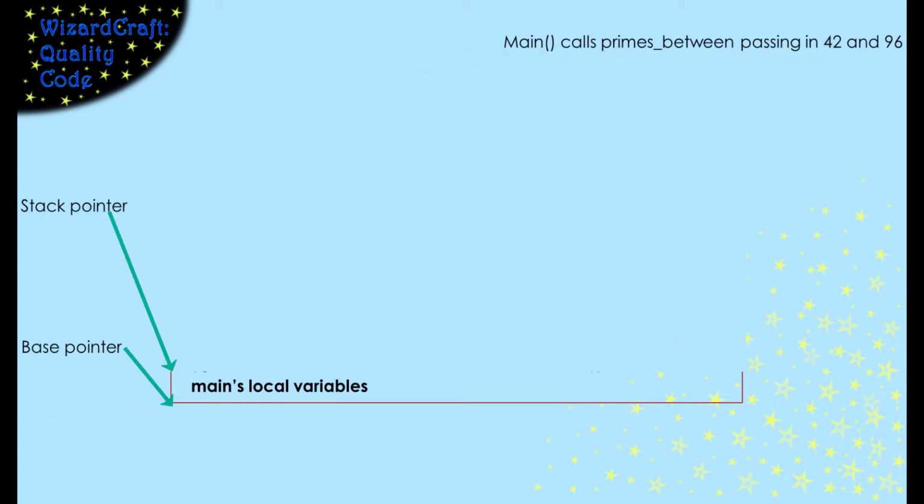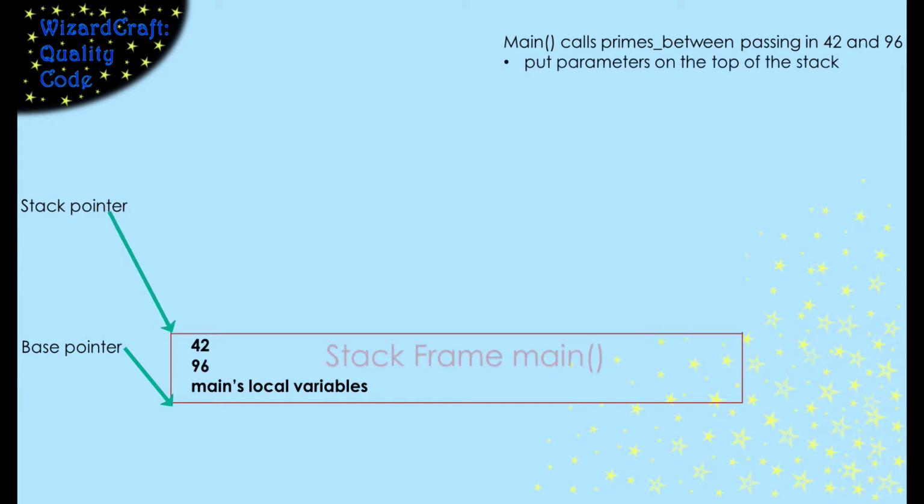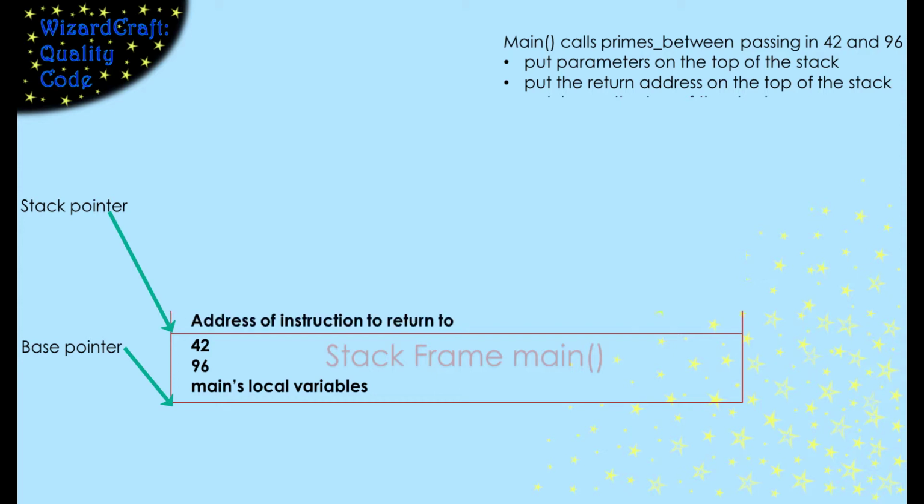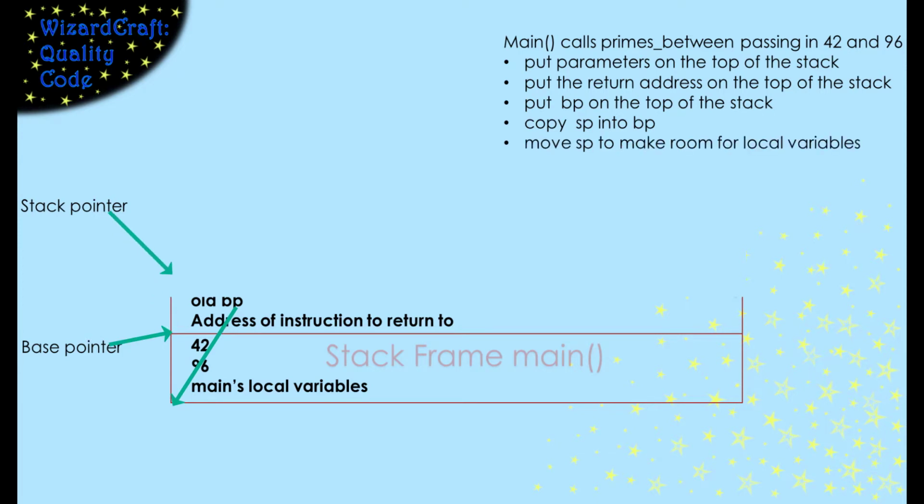When main wants to call primesBetween, passing 42 and 96 into the parameters, it puts the 42 and the 96 on the top of the stack frame. The call on primesBetween needs to remember where the call was made so that we can return later. So it puts the address of the instruction we should return to onto the stack. Then, in order to be able to go back to the main stack frame, it puts a copy of the base pointer onto the stack. Then, to make the stack frame for primesBetween, it copies the current stack pointer into the base pointer and moves the stack pointer far enough to make space for primesBetween's local variables.